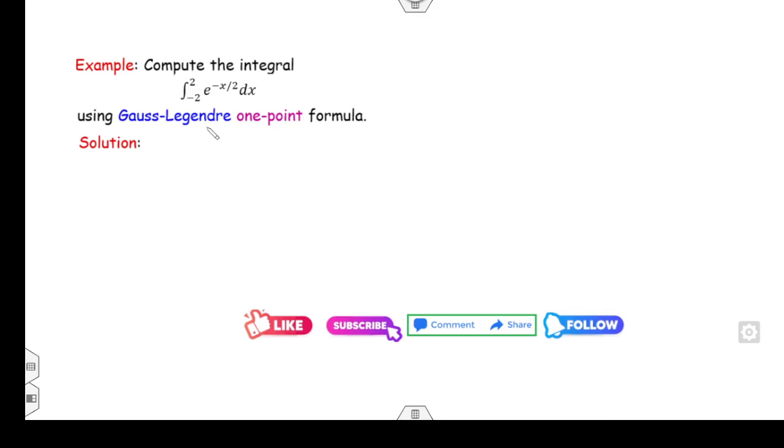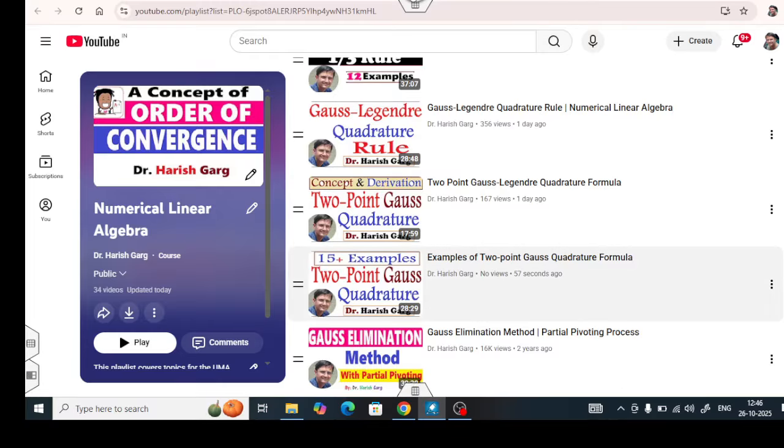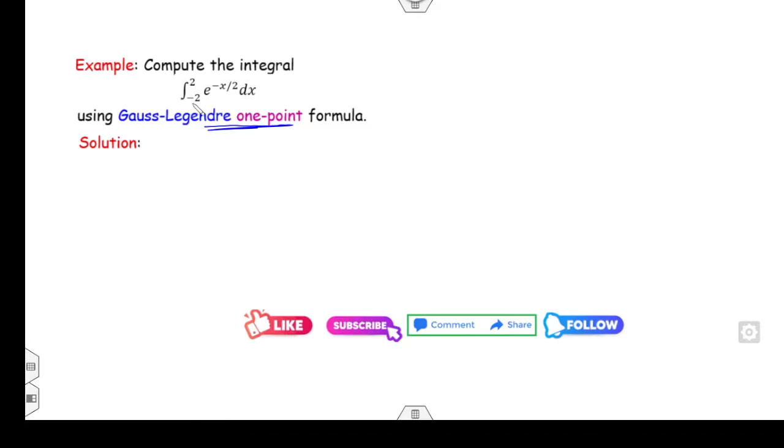Compute the integral using the Gauss-Legendre 1-point formula. If you have noted one thing, if you closely remember, all these numerical examples, the same examples I had solved with the 2-point Gauss Quadrature rule also. You will see I have solved the same examples with the 2-point formula, and in this video I am solving the same examples with the 1-point formula.